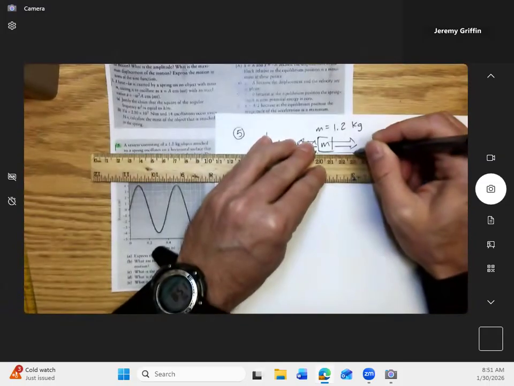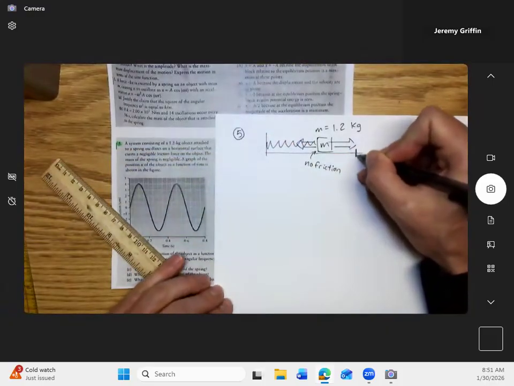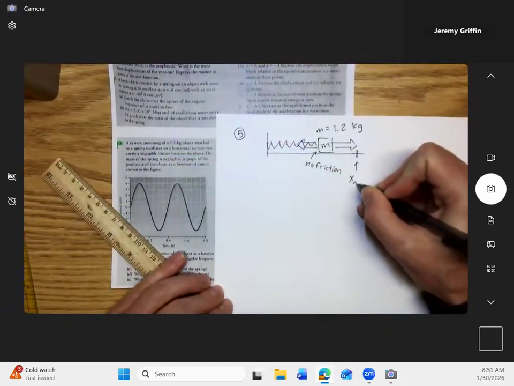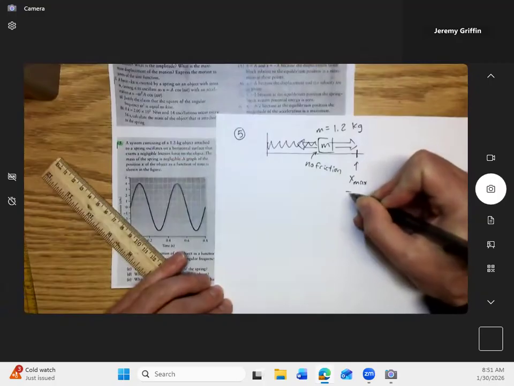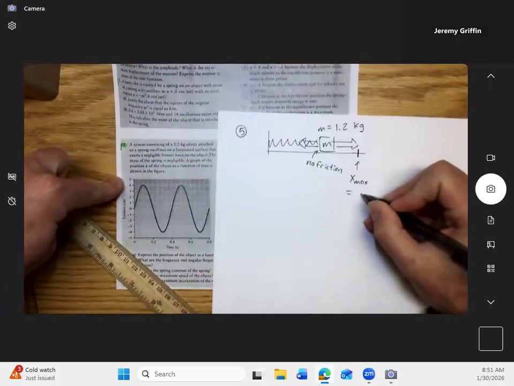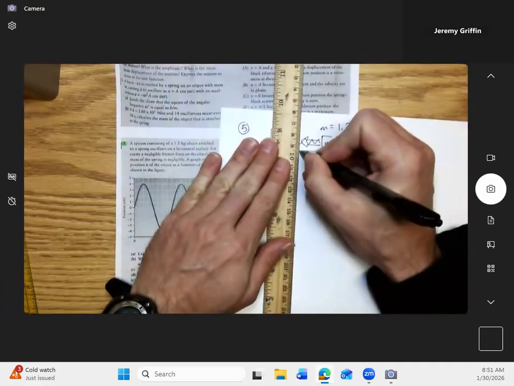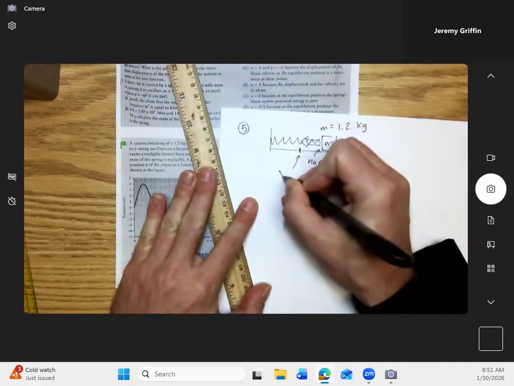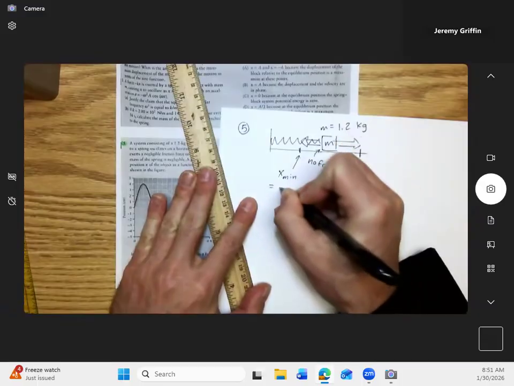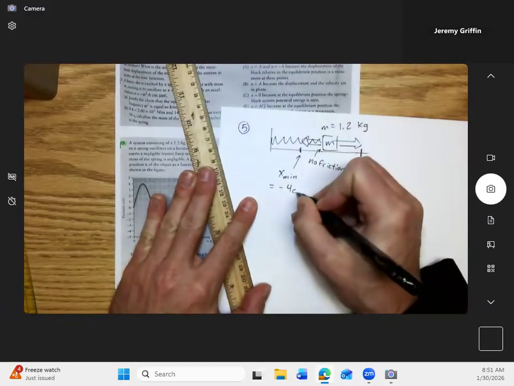Right, so they're saying all the way up here is, I'll call it X max equals what is it, 4 centimeters? Yeah. So positive 4 centimeters. Okay. X min is negative 4 centimeters. So that can be right here. Okay. So this is X min equals negative 4 centimeters.